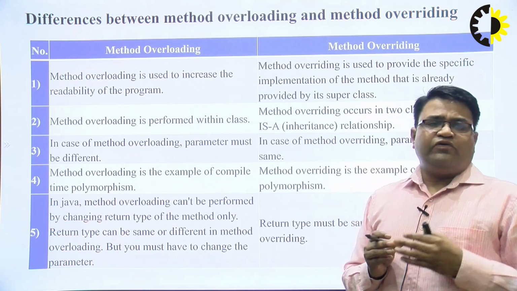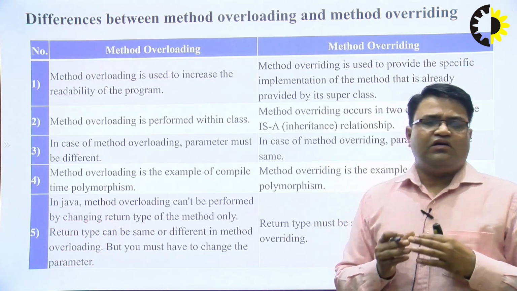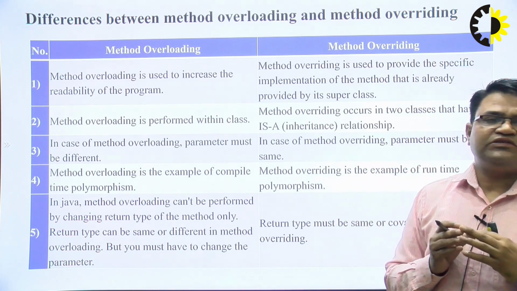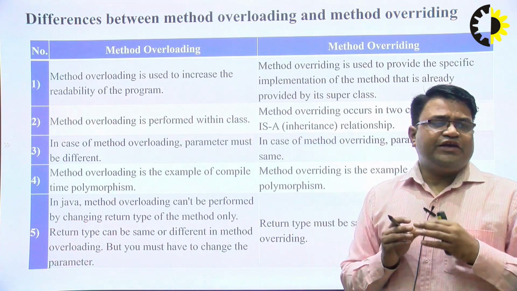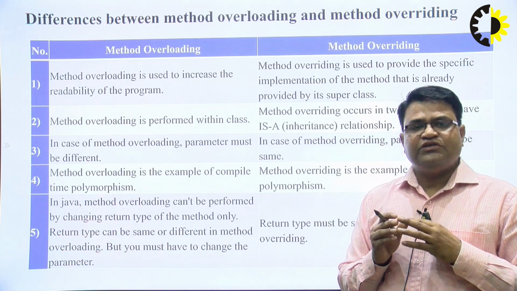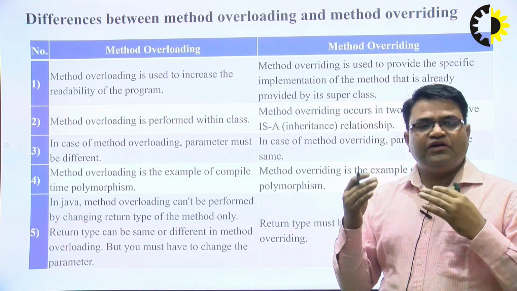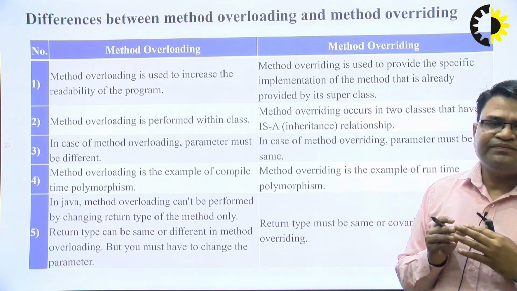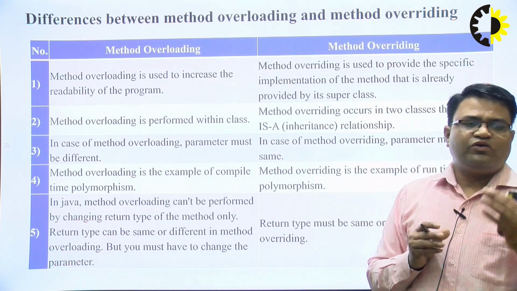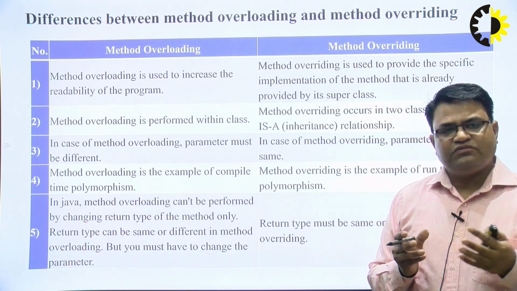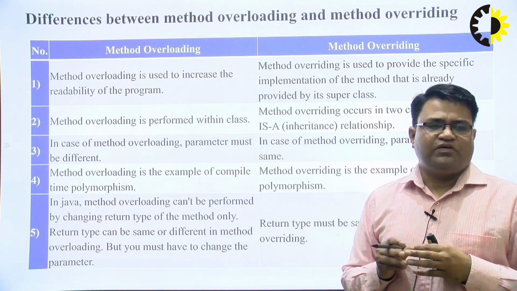Method overloading is performed within a class, and method overriding occurs in two classes that have an is-a relationship, that means between inheritance. In method overloading, the name is the same but the parameter list must be different. In method overriding, the parameters must be the same. Method overloading is an example of compile time polymorphism, and method overriding implements runtime polymorphism.